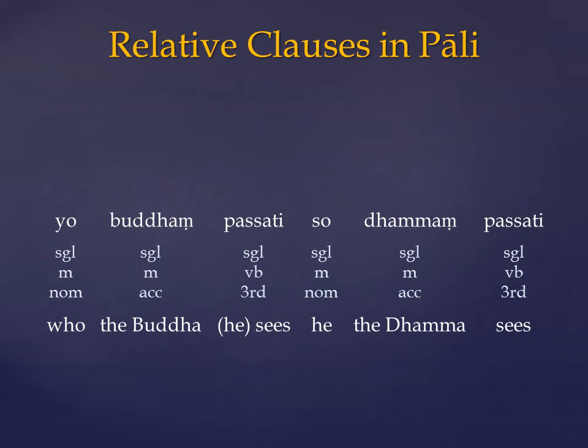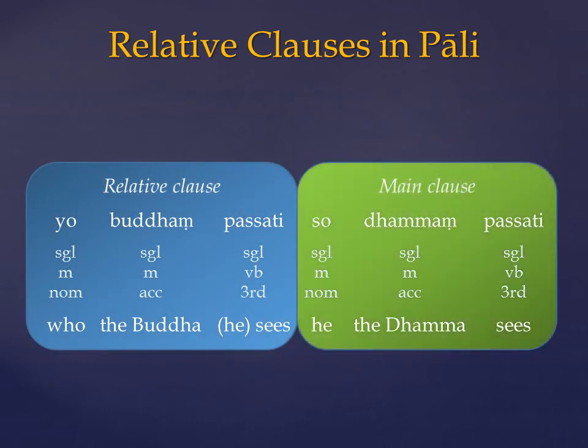And again, let's first identify the relative clause and the main clause, and then looking at the two pronouns, we can see they're in singular masculine, and this time there is a matching noun in the relative clause, but it's in accusative case and will be the object of the verb pasati, he sees. So we may have to try deciphering this in a couple of different ways to see which works.